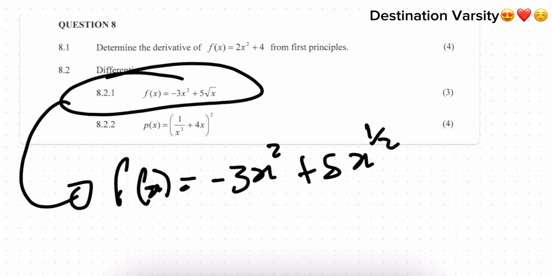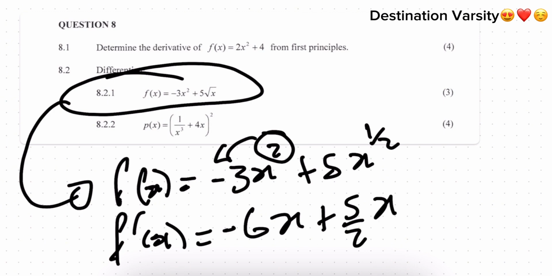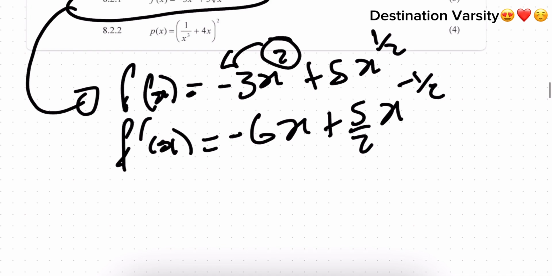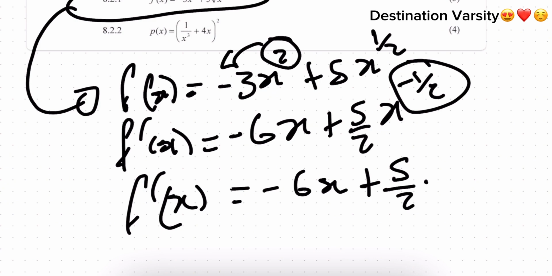Then f prime of x would literally be you multiplying this with this, which is going to be minus 6, then minus 1 on the exponent of x. Multiply this with this, it's 5 over 2, minus 1, which is over half. You can leave it like this, but as a mathematician, this is not nice. You need to make sure it's in standard form. Minus 6x plus 5 over 2.